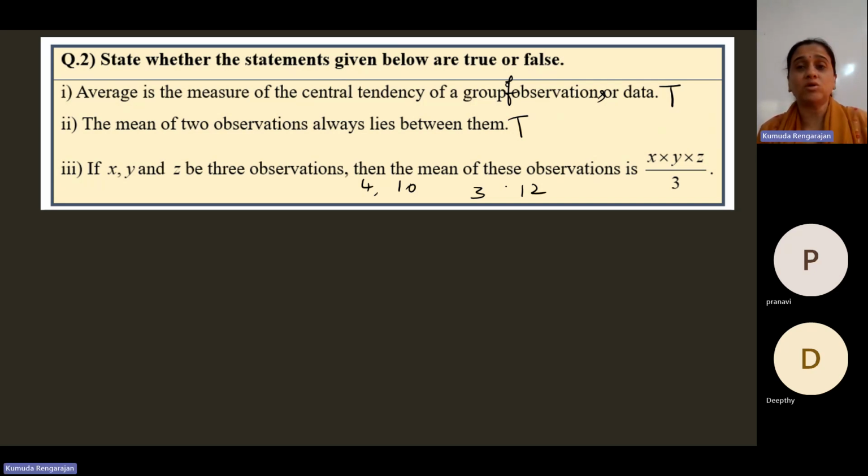Between need not always be the middle. In the case of 4 and 10, it will be the middle value. How do you find the mean of 4 and 10? 4 plus 10 by 2. So 14 by 2, which is 7. All right.